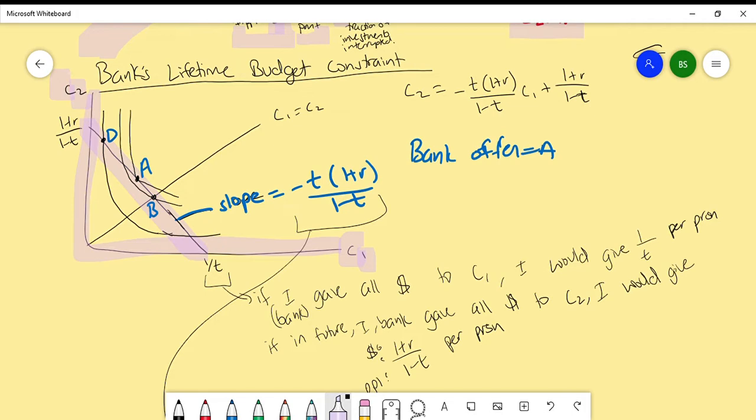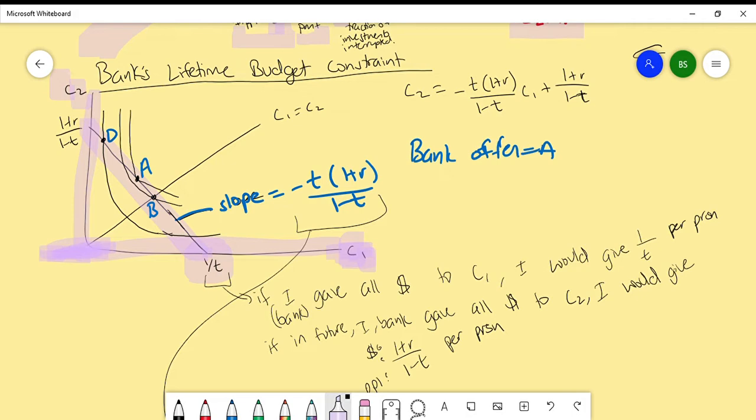And first, we are going to look at the bottom x-intercept. This basically means C2 equals 0. So if I decide to not give anything to the late consumers and I only give out C1 to all our early consumers, how much money will each person get? Well, the answer, each person, wait. How is it 1 over t? Shouldn't it be n over t?